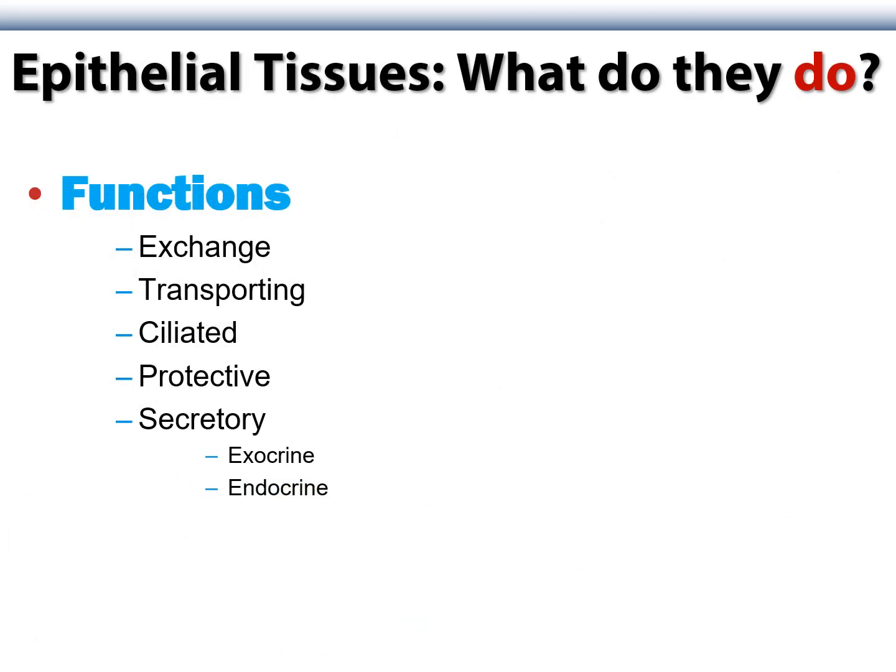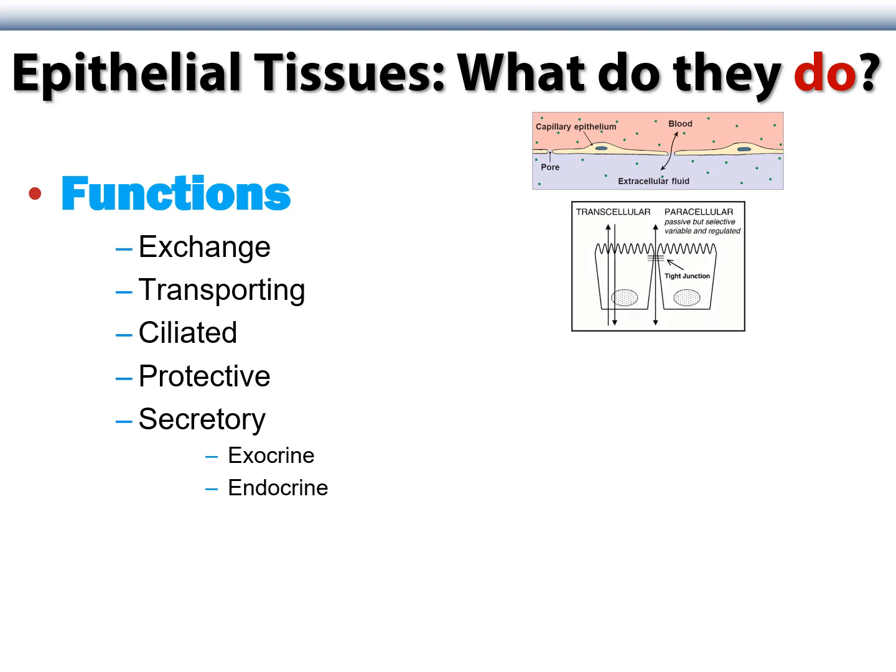So one of the key questions when it comes to epithelial tissues is, what do these tissues do? And over time we have developed about five major functions: exchange, transporting, ciliated, protective, and secretory. Exchange, what we're trying to do is facilitate rapid diffusional movement across that epithelial layer. You can see it's very, very thin, very often used for gas exchange, or in some cases fluid exchange. And we'll talk about that a little bit later in the class.